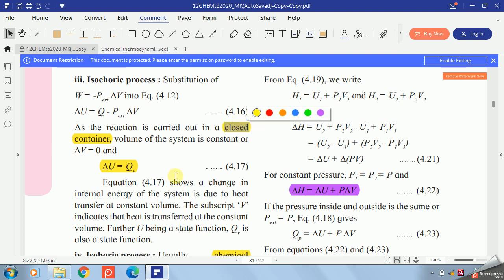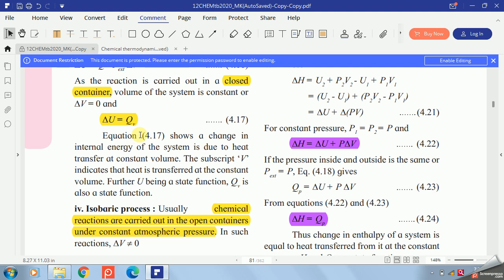So if we carry out a reaction in a closed container, keeping the volume of that system constant, all are familiar with the equation delta U is equal to Q plus W. W is equal to minus P_ext delta V. As delta V is equal to 0, minus P_ext into delta V is also 0. So delta U is equal to Q, because W becomes 0.